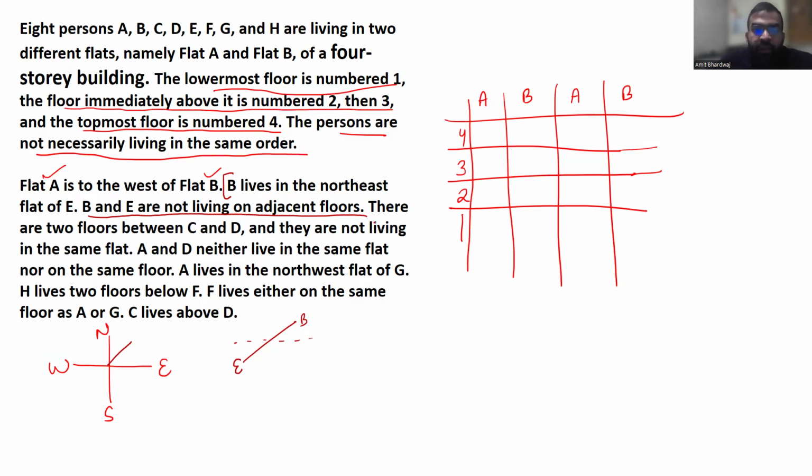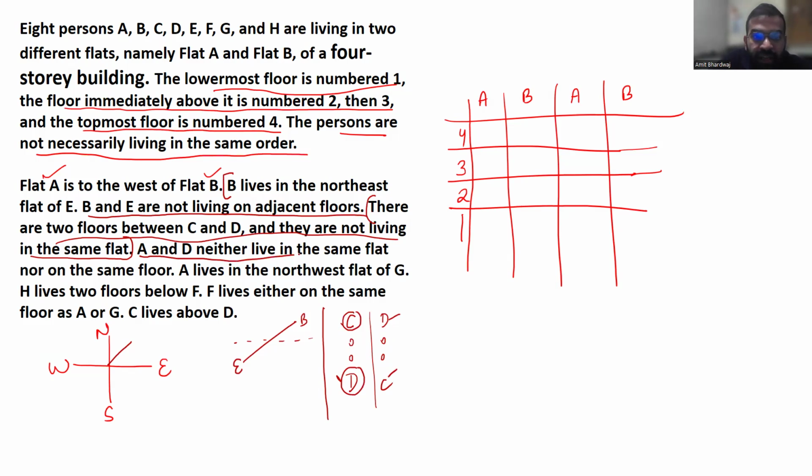Now there are two floors between C and D. The next information we have is there are two floors between C and D. Either the situation can be like this or like this, because it is not given to us whether C is above or D is above. And they are not living in the same flat. Means if C is living in A, D is living in B, or vice versa. And same here.